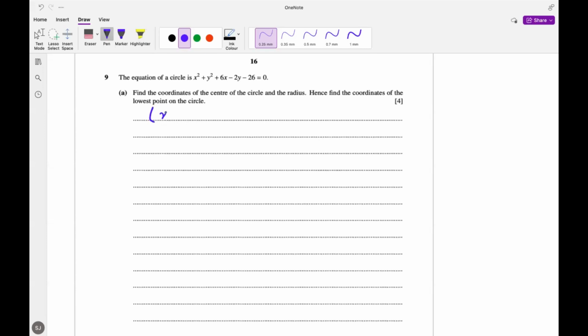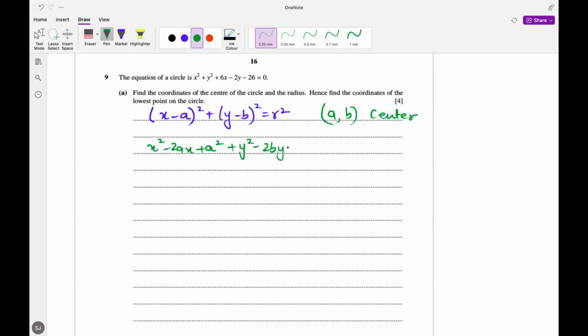Now, the general equation for a circle is given by (x minus a) whole squared plus (y minus b) whole squared equals r squared. So to find the center and the radius, (a, b) are the coordinates of the center and r is the radius. So we'll expand this and compare it with the equation to find the values of a, b, and r. Now expanding this, we get x squared minus 2ax plus a squared plus y squared minus 2by plus b squared equals r squared.